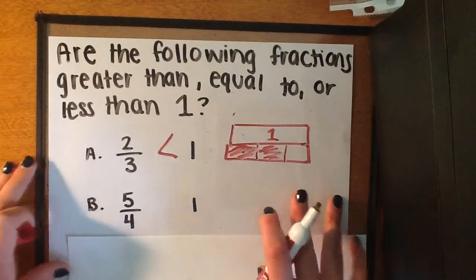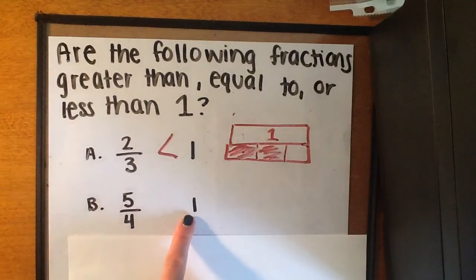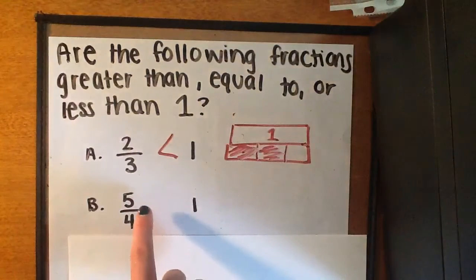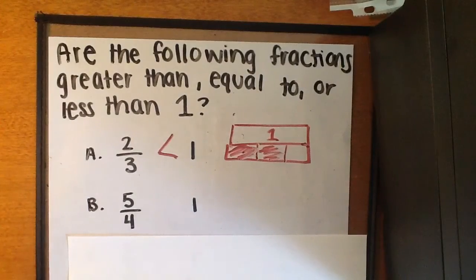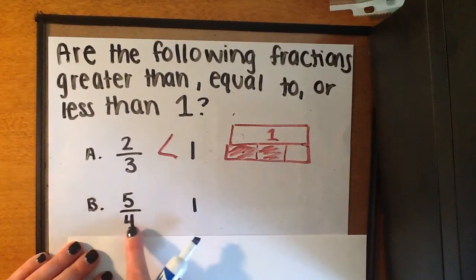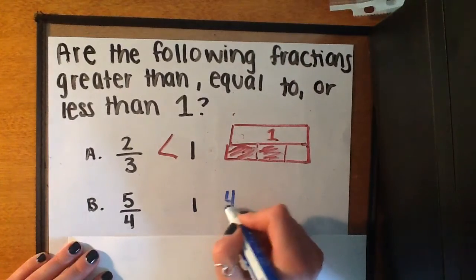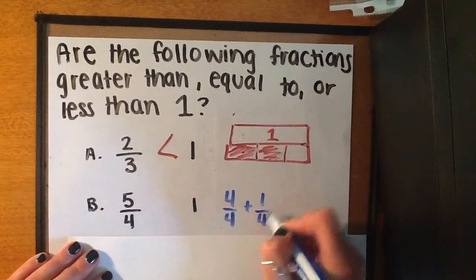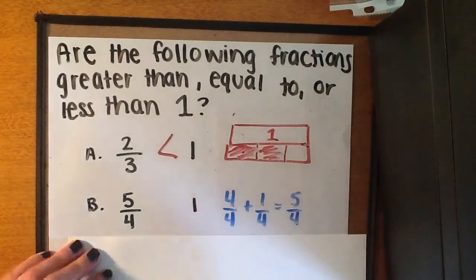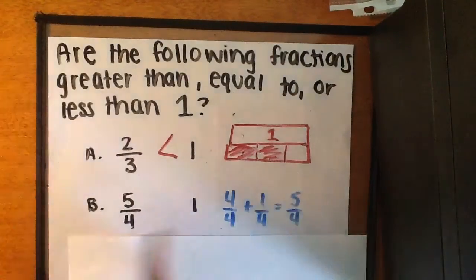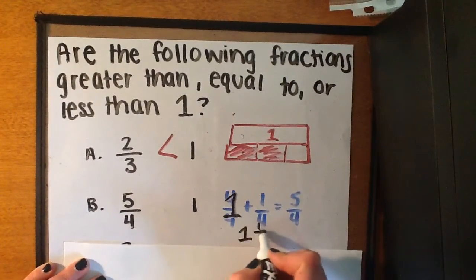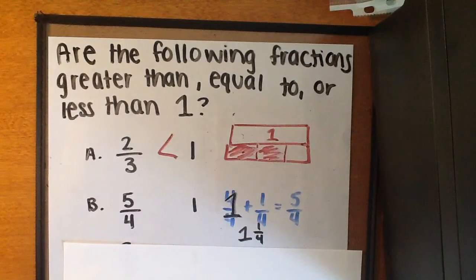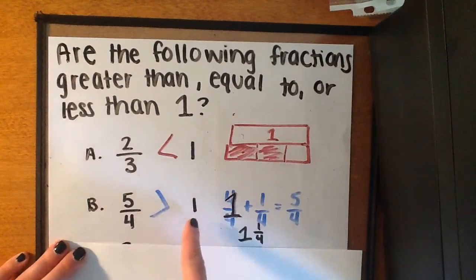I have 5/4 and I want to compare it with 1 whole. Well, I know that the numerator is bigger than the denominator. And if I wanted to decompose this fraction, I know that 4/4 plus 1/4 would give me 5/4. So I know that 5/4 is equivalent to 1 1/4. Therefore, 5/4 is greater than 1 whole.